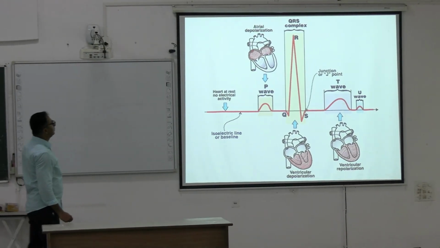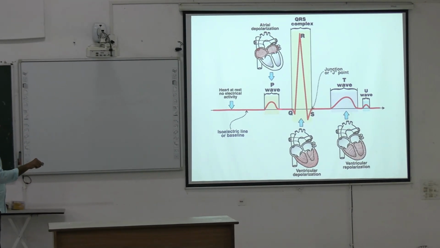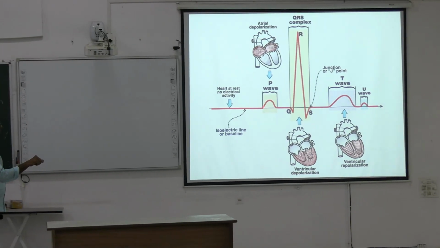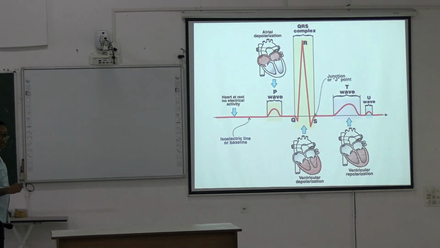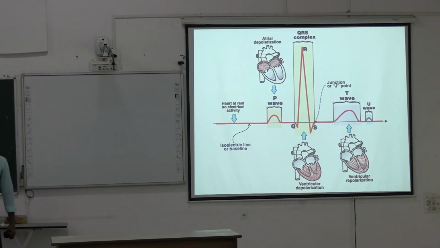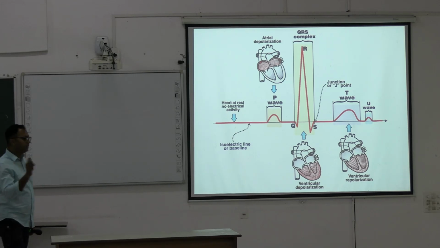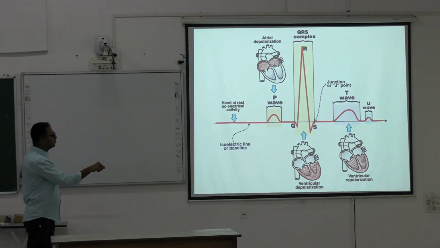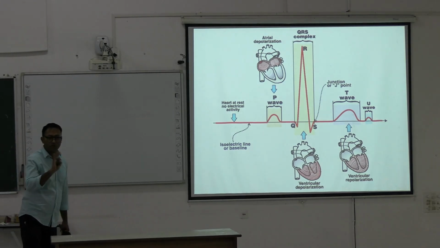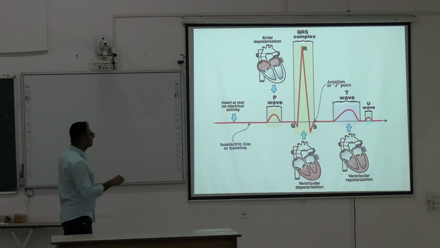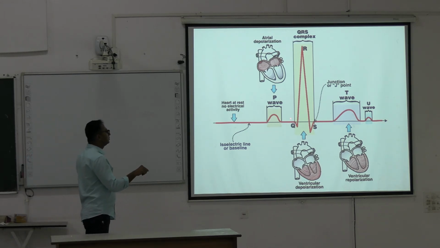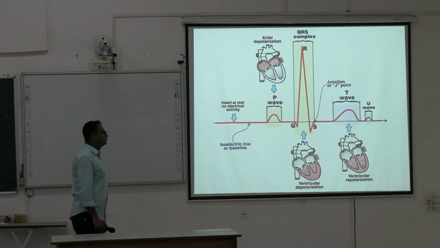Okay. Now see, this is the P wave. From the starting of P to the beginning of QRS, this duration is called the PR interval. PR interval, not PQ interval, although it is from the start of P to the beginning of Q. It is not called PQ interval, it is called PR interval, right? This is called the PR interval, right?